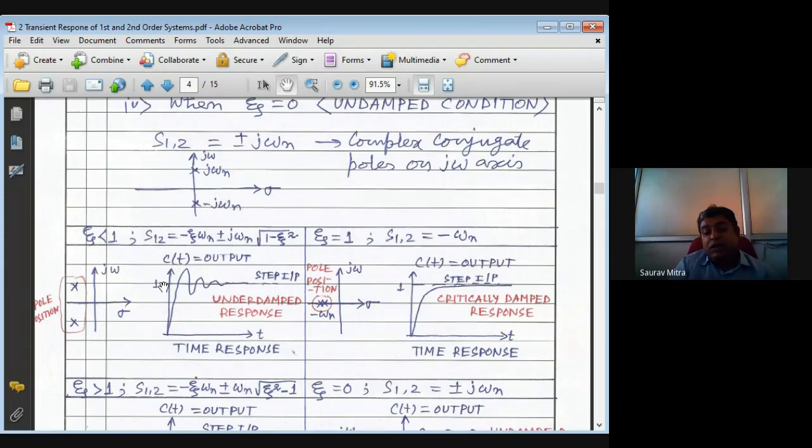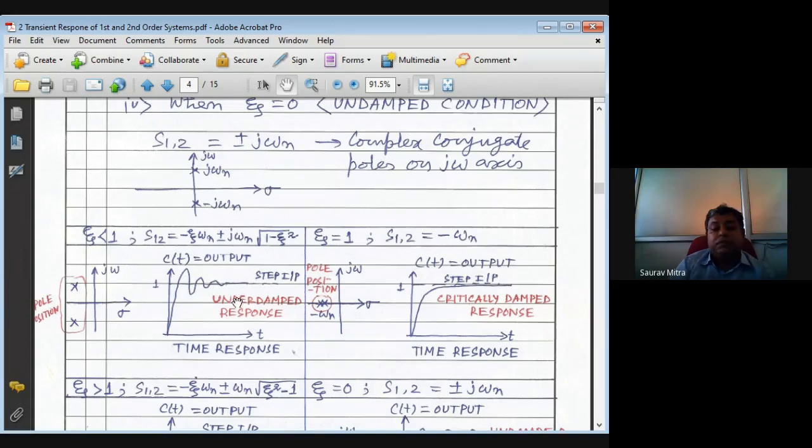The input is a step input. So the response goes up and oscillates around the unit step amplitude and then gets steady. So what are the time characteristics in this? We find there is delay time, rise time, peak time, settling time, percentage peak overshoot, all those things we find here.